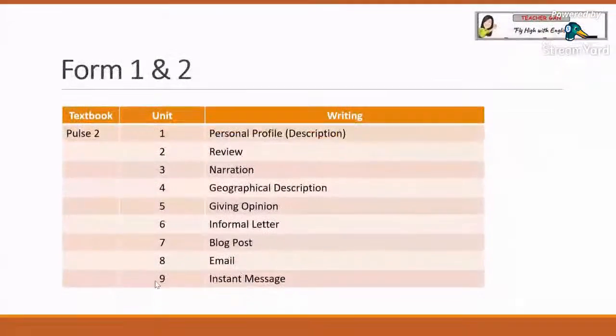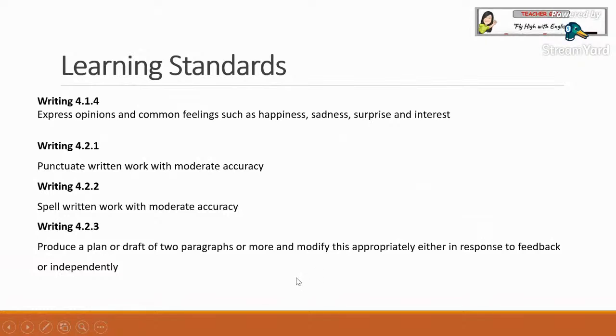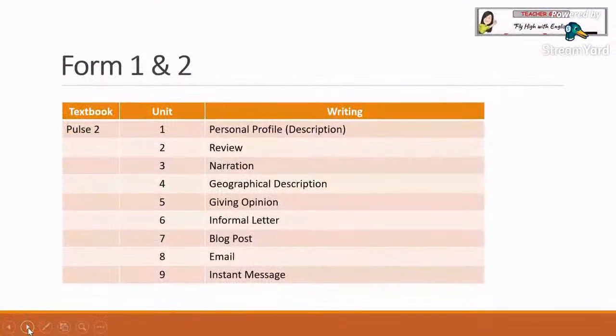Writing 4.2.2, spell written word with moderate accuracy means your spelling is correct. And then 4.2.3, produce a plan or draft of 2 paragraphs or more. So hopefully you can write 2 paragraphs or more, and then you modify this appropriately either in response to feedback or independently. So respond to feedback means you have to respond to the question. Okay, let's look at the next one.